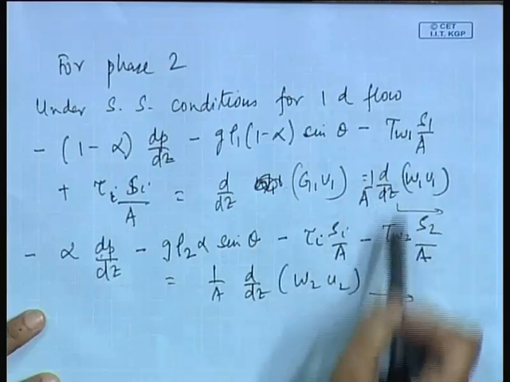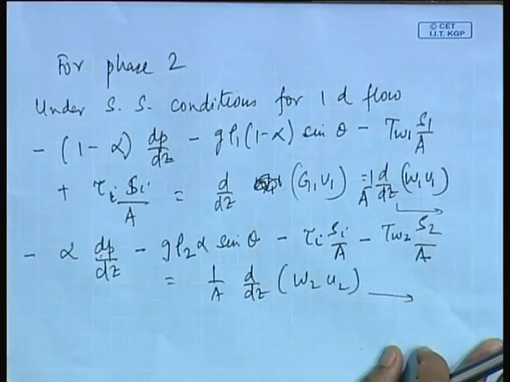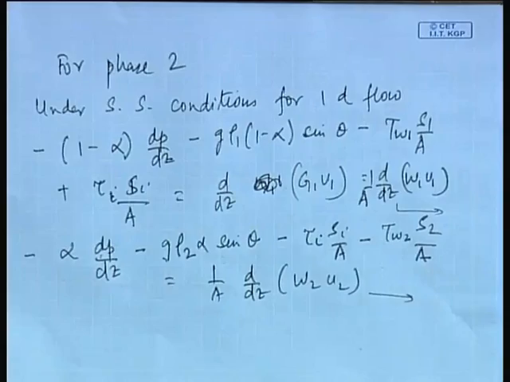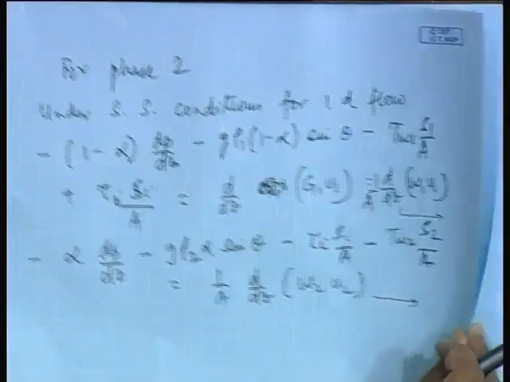In this way, if you keep on adding each and every term, you finally get a mixture momentum equation which is of the same form that we had obtained for single phase flows, the same form that we had obtained for homogeneous flow model. It will be dp/dz equal to one particular frictional term plus one particular gravitational term plus one particular acceleration term. Only thing is, the frictional term was just with the wall and nothing else. In this particular case, the frictional term will consist of phase 1 with wall, phase 2 with wall, phase 1 and phase 2. So, just do this addition and then you see what you are going to get.